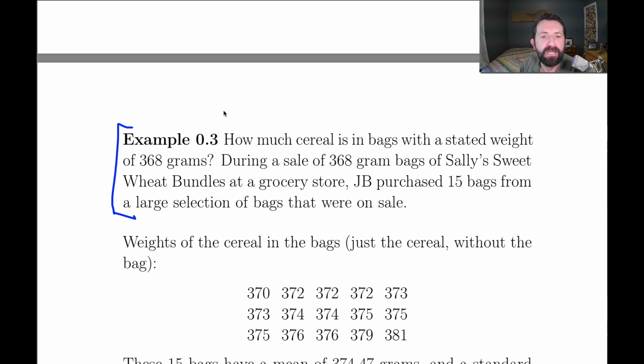Okay, so a few years ago, I got these bags of cereal. I am a cereal lover, so I do eat a lot of cereal sometimes, and I got a good sale on these Sally's Sweet Wheat bundles. And their nominal weight, they said in the bag, was 368 grams. I liked them. They were really cheap. I said, what the heck? And I bought 15 bags of these. And said, I'm going to measure these. I ate them through time. I got my little scale. Didn't put the bag. I got the weight of the cereal, right? Without the bag, just the cereal weight in there.